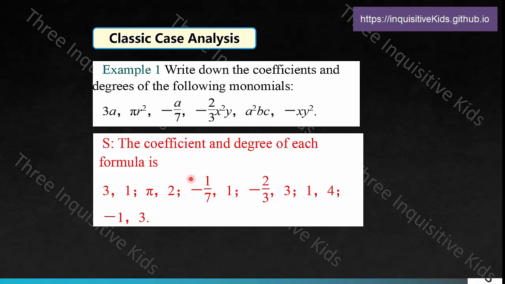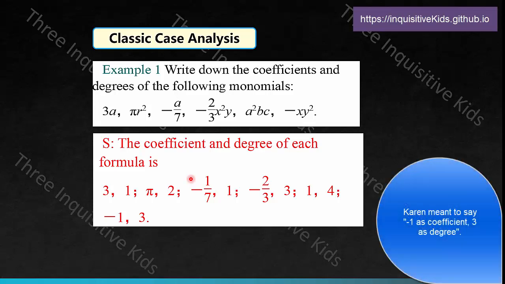Third one. Coefficient is negative 1/7. Degree is 1. Coefficient is negative 2/3. Degree is 3. Fourth one. The coefficient is 1. Degree is 4. Last one. The degree is 3. The coefficient is negative 1. Did you get all of these right?